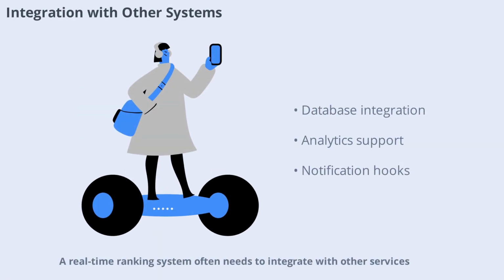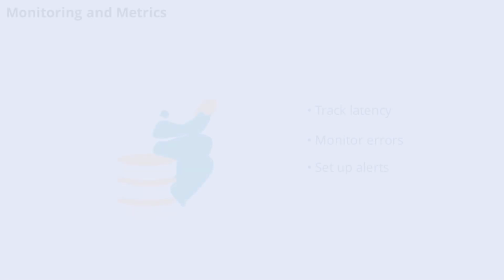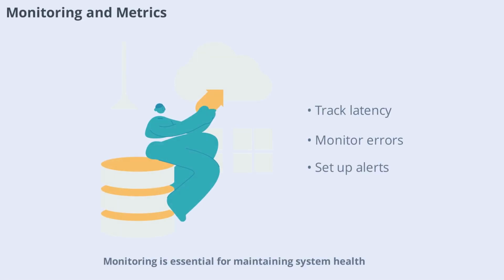A real-time ranking system often needs to integrate with other services, such as databases, analytics platforms, or notification systems. Design APIs and data flows to support seamless integration, ensuring that updates and queries can be easily shared across the organization. Monitoring is essential for maintaining system health.